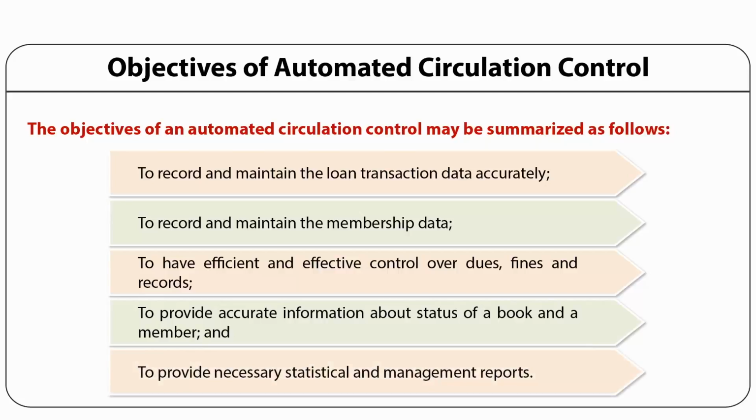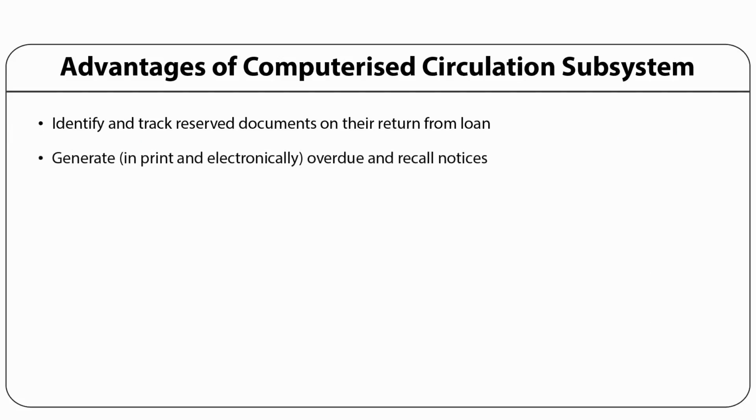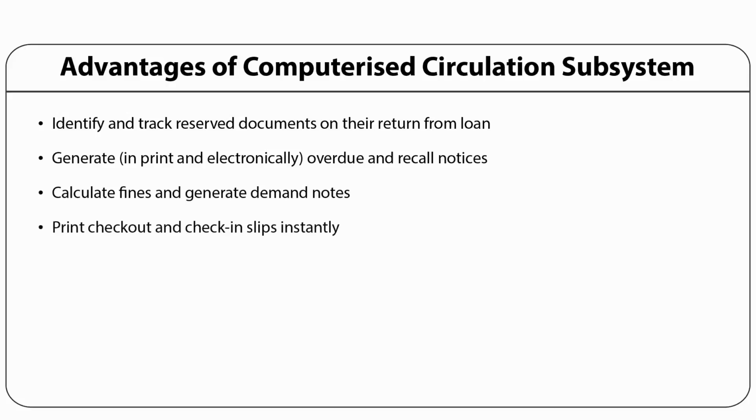and management reports. Advantages of computerized circulation subsystem: identify and track reserved documents on their return from loan, generate in print and electronically overdue and recall notices, calculate fines and generate demand notes, print checkout and check-in slips instantly.